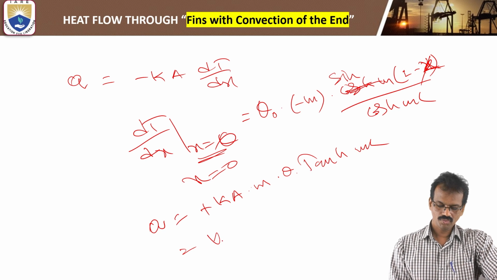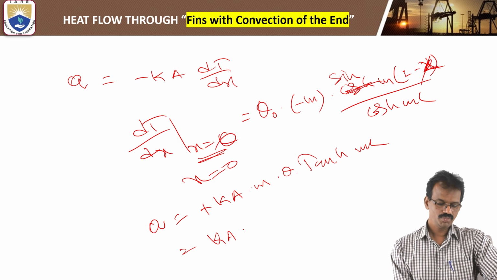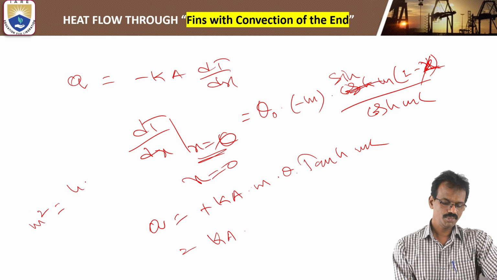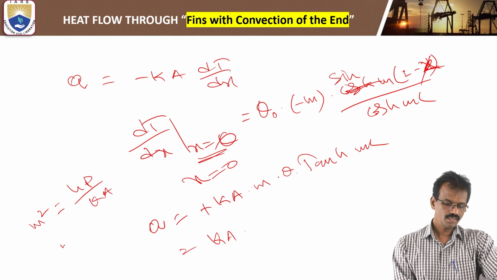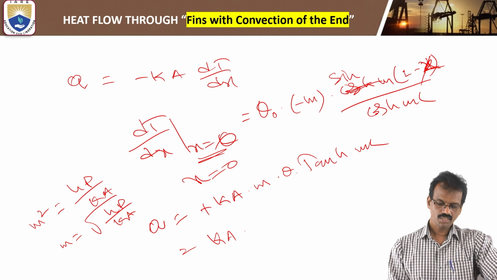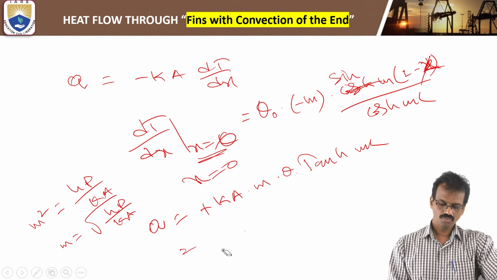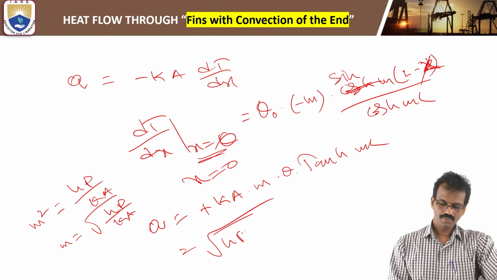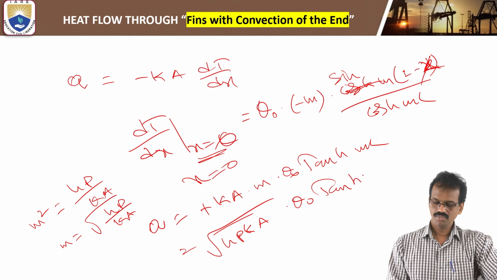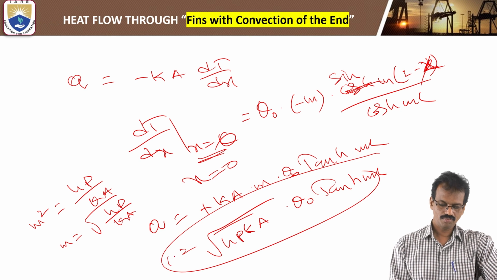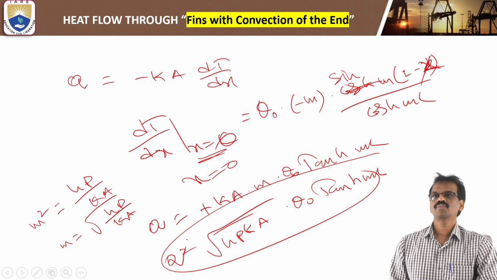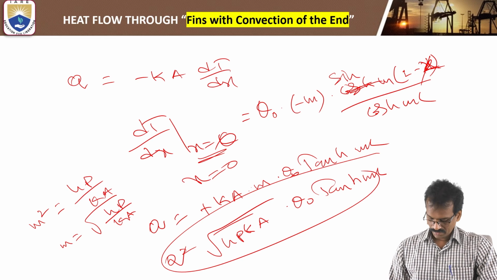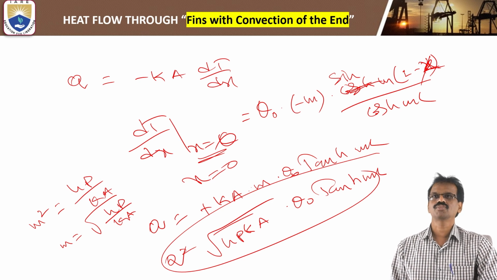The final formula is equal to kA into, so what is m? m square is equal to hP by kA, then m is equal to the square root of hP by kA. Okay, so kA will be cancelled. It means the formula will be like this: Q equals the square root of hPkA into theta naught into tanh mL. So this is the formula for Q for the insulated end pin. You have to remember this one.